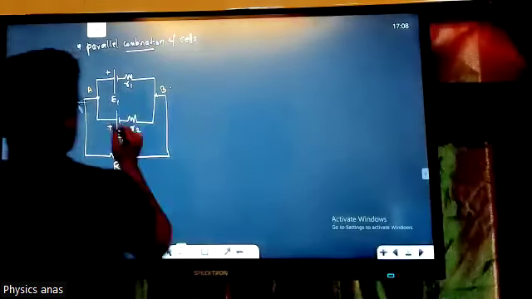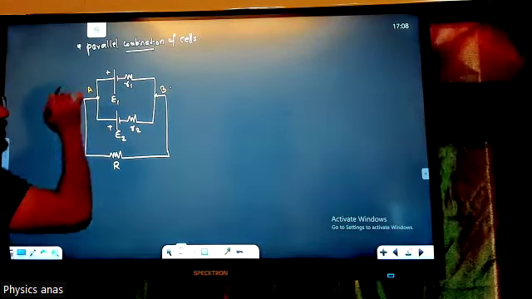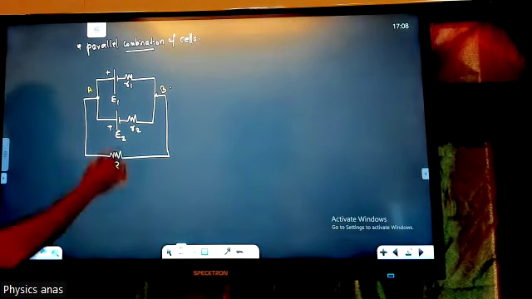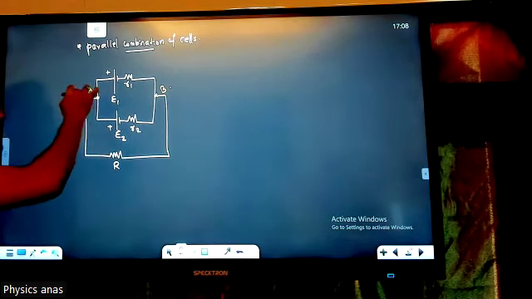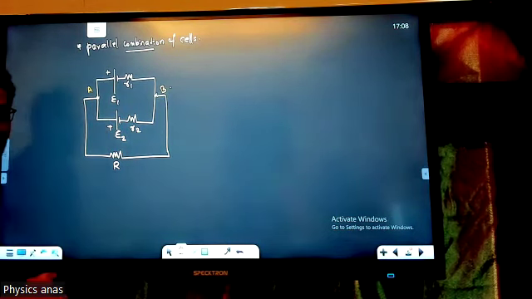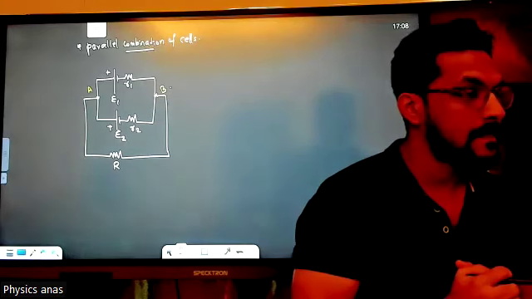That is, this first cell is connected to point A and point B. The second cell is also connected to point A and point B. That means there is only one voltage. This combination will give out only one voltage.